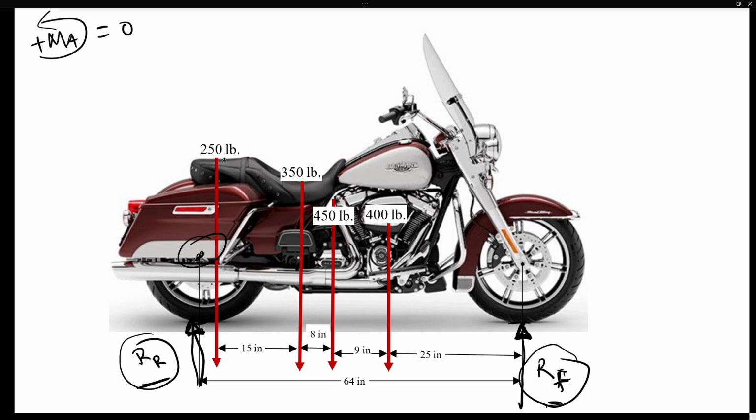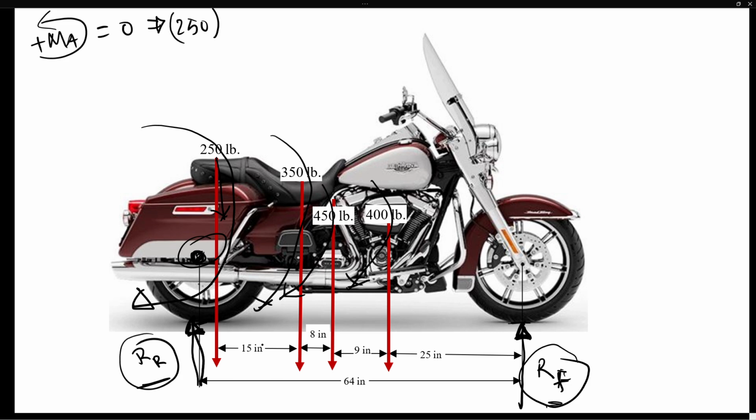This 250-pound passenger will do a clockwise moment. So you're taking moments with respect to A, so it's going to do a clockwise moment like this. All of these forces with respect to A will do a clockwise moment, so they're all negative. So then we can write 250 pounds times the distance from the rear wheel. We're taking moments with respect to the rear wheel.